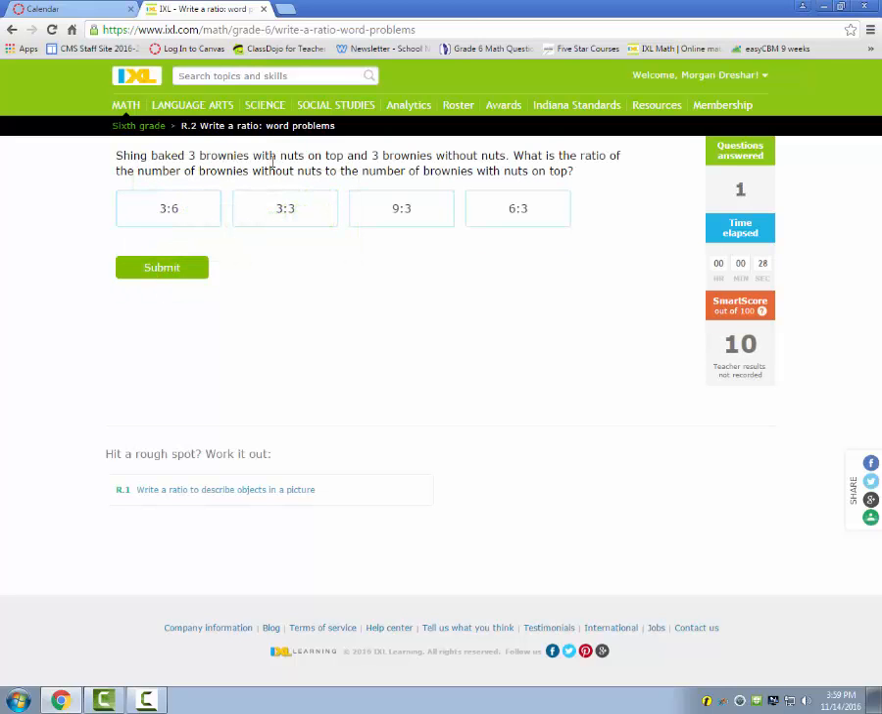Xing baked 3 brownies with nuts on top and 3 brownies without nuts. What is the ratio of the number of brownies without nuts to the number of brownies with nuts on top? Make sure that you are reading these word problems carefully so you know which number to put first. Without nuts would be 3 and with nuts would be 3. So we have a 3 to 3 ratio, which as a fraction would just be 1 whole.